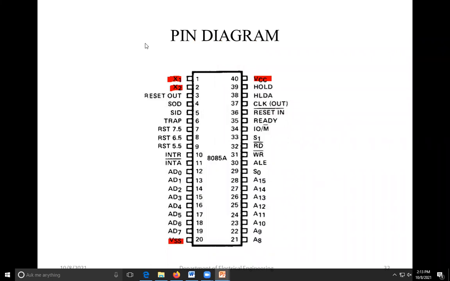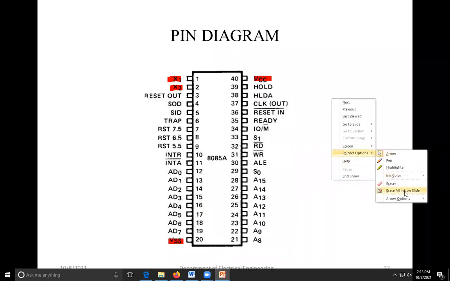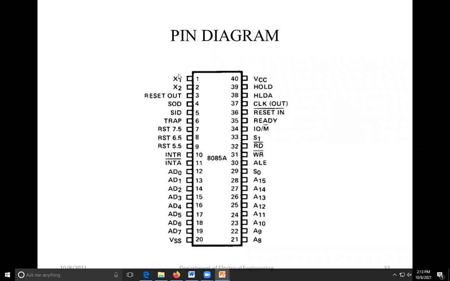Have you read about the flip-flop? In a flip-flop we have to give the clock. Here we have to connect X1 and X2, which is the external clock. This clock is required for the execution of the instructions given to the 8085.